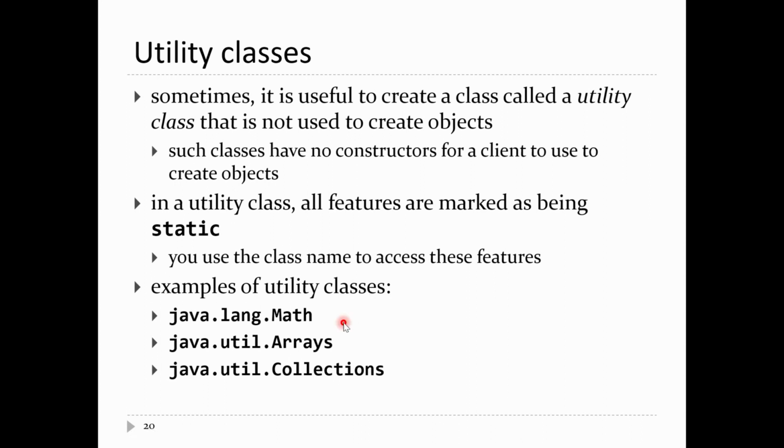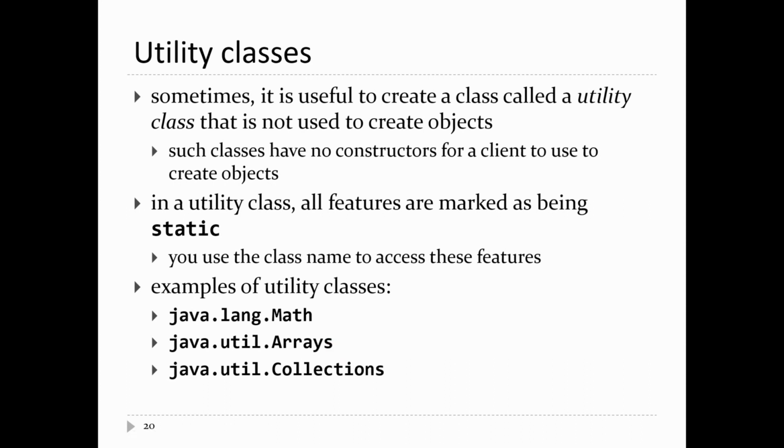There aren't very many of these in the Java standard library, right? And the Java standard library is very big. It consists of many, many classes. It has a few of these classes. These are called utility classes, right? So java.lang.Math is an example of one of the utility classes. It consists of a bunch of static methods related to mathematical functions and constants.